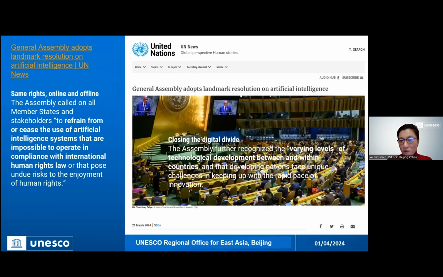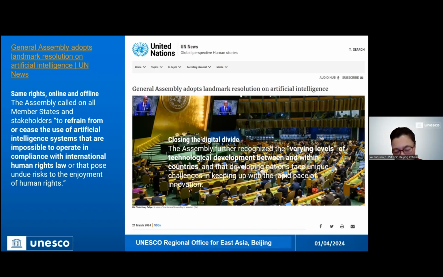And 2 weeks ago, a resolution was adopted by the General Assembly of the UN, the first one on artificial intelligence and the rights of people. So we should have the same rights online and offline. And so the General Assembly is calling to refrain from or cease the use of artificial intelligence systems that are impossible to operate in compliance with international human rights law, or pose undue risk to the enjoyment of human rights.